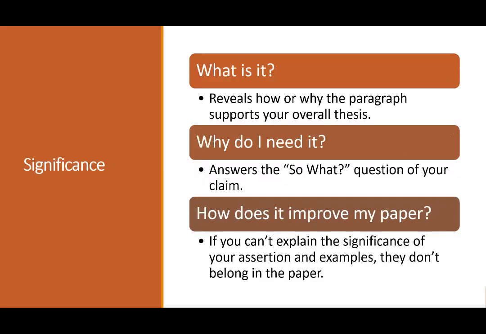So following from that, the final element is significance. So it reveals the how or why the paragraph that you've just written supports your overall thesis. This is what we often call the so what question. So you've made a claim, you've supported it with evidence, you've analyzed your evidence, but your reader still needs to be told why they were given this information. Why does all of this matter? How is it proving your overall thesis? You want to make sure that you can make those links very clearly and precisely.